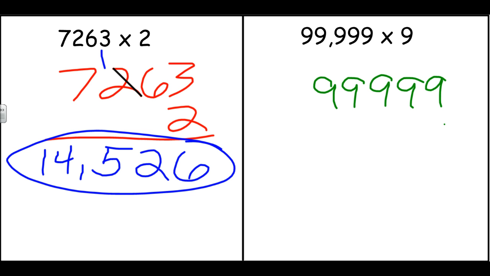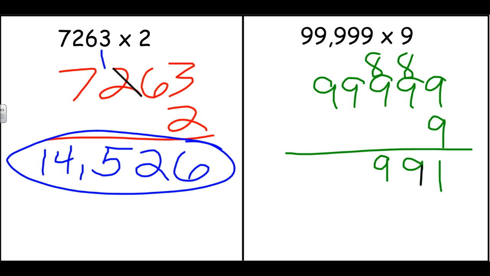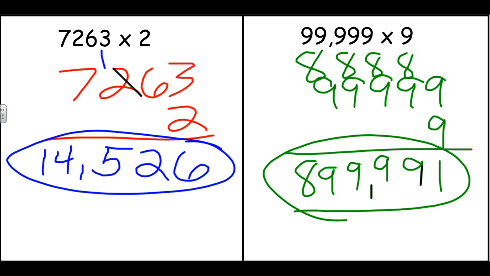And finally, 99,999 times 9. 9 times 9 is 81, carry the 8. 9 times 9 is 81, plus 8 is 89, carry the 8, and we keep going. So we end up with 899,991.